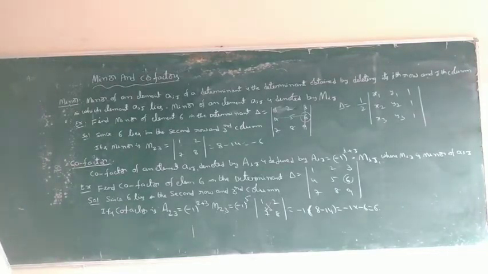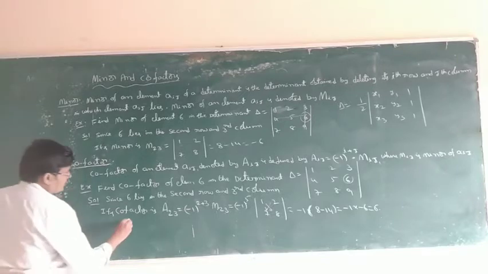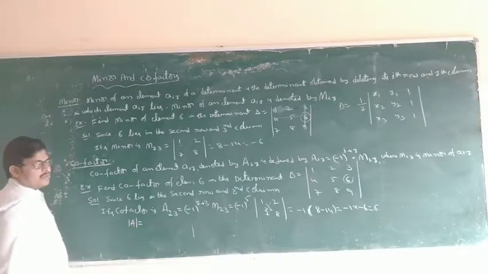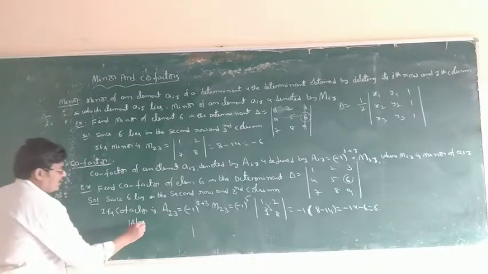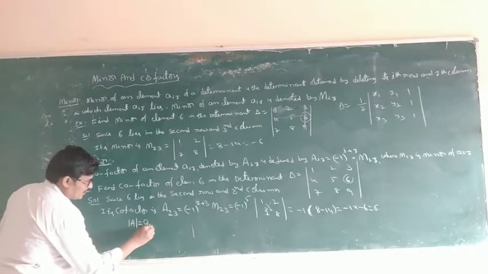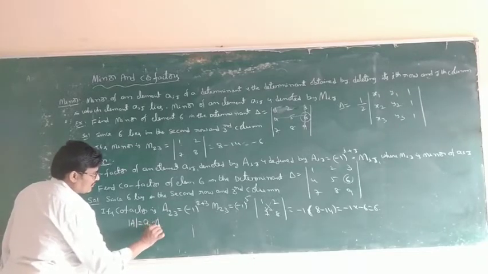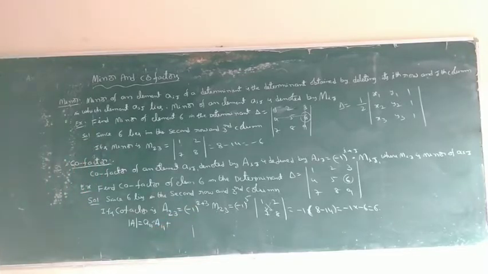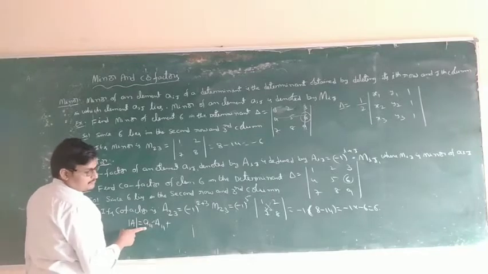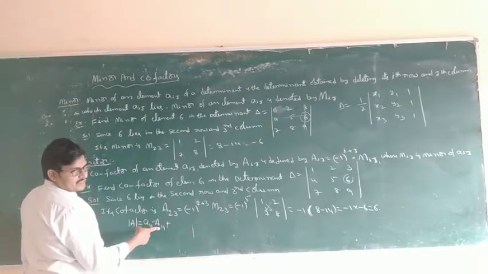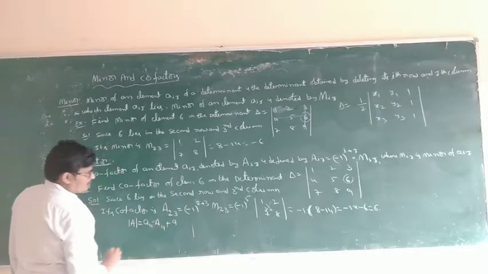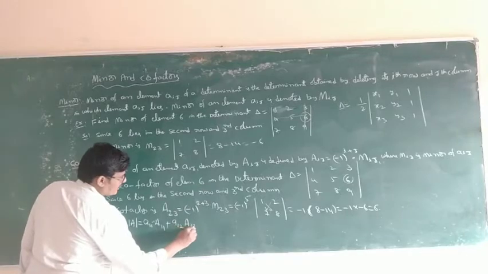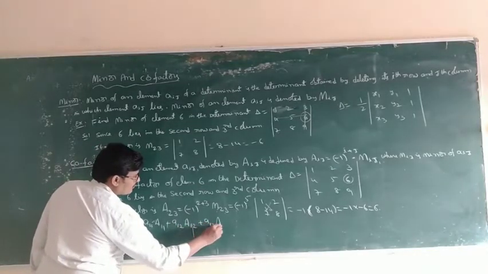So what is the determinant? For example, this is A. Determinant of A is equal to an element, that element A11, plus an element into its cofactor. Say one row: A11, A12, A13, anyone. Element into that element's cofactor. Along the first row: A11 into capital A11, plus A12 into capital A12, plus A13 into capital A13.